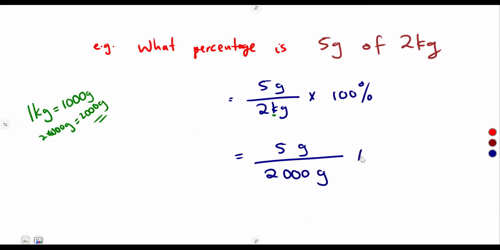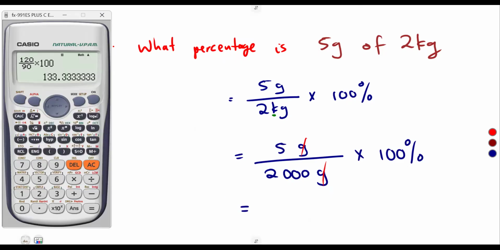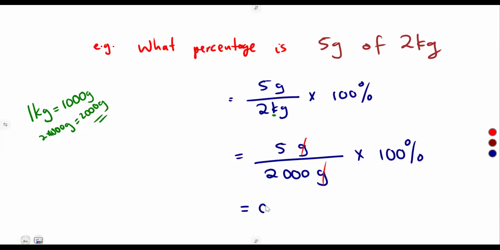2,000 grams times 100%. What is important is that we've got same units, all right? So this is going to give us what at the end? Let us have our calculators. 5 over 2,000, then we multiply by 100%. So this is going to give us 1 over 4 as a decimal, 0.25. So that's 0.25 as a decimal.